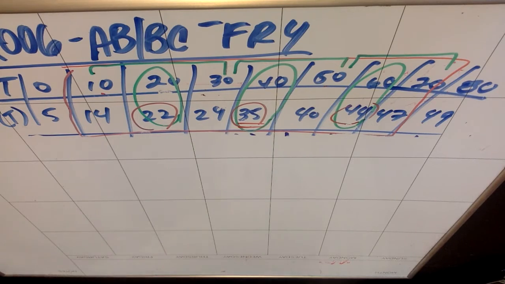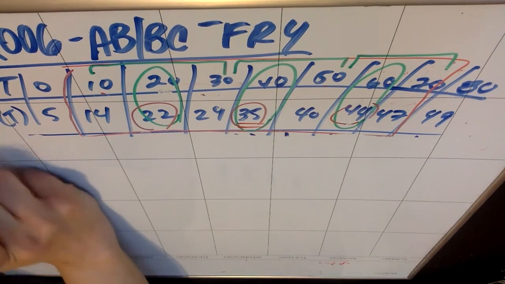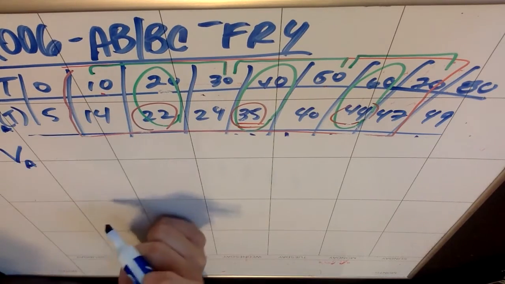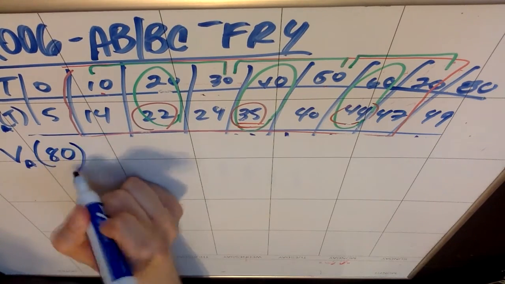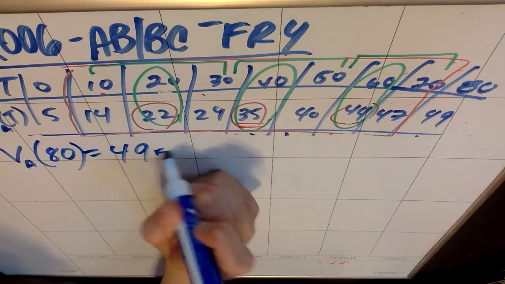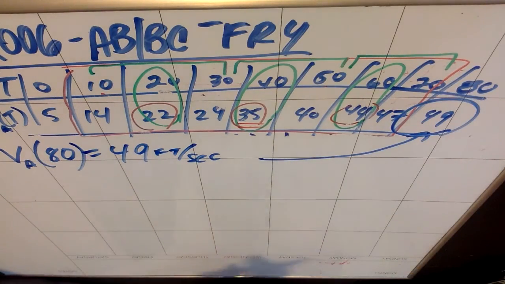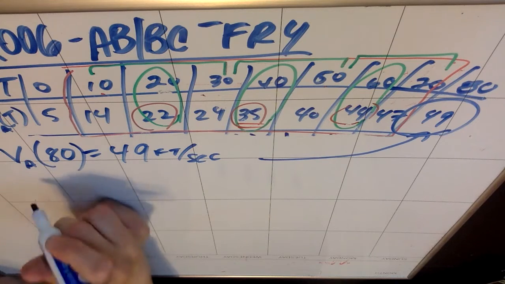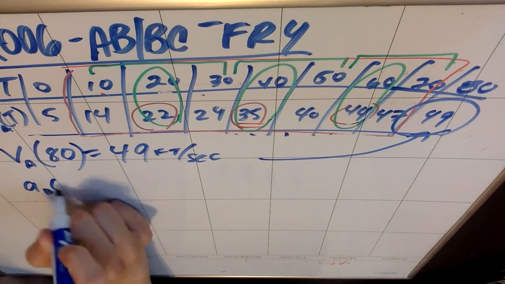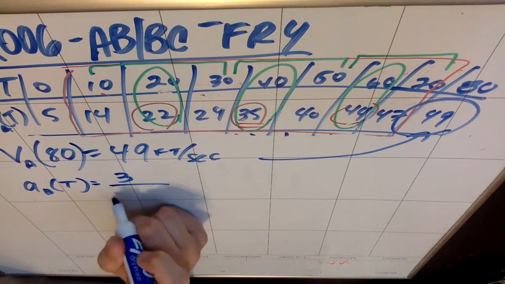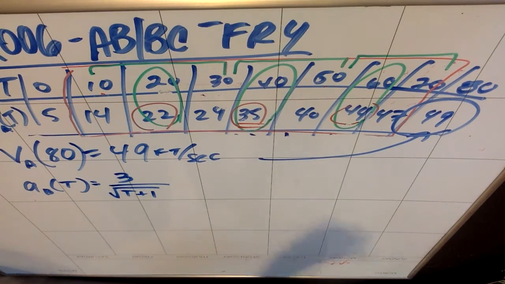So here's what we know in part C. We know the velocity. I'm going to call this V_A now because it's easier. We know V_A of 80 seconds is 49 feet per second, right? That's on the table. We can see it. Great. Okay. We know enough information to find V_B of 80. So we know the acceleration of rocket B, which I'm going to call A_B because it's easier, is 3 over the square root of (t + 1), right?